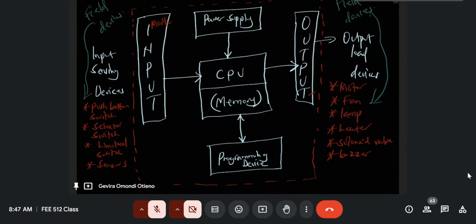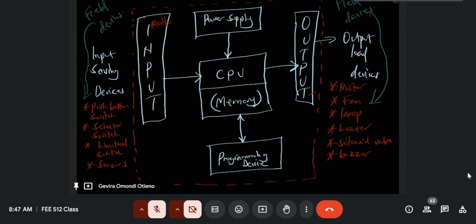So the power supply, for example, is typically for PLCs. I'm not writing this. I think I'll share some notes with your class rep later, to help you revise them. The power supply usually for PLCs is to provide you with DC or AC power in order to operate the PLC.